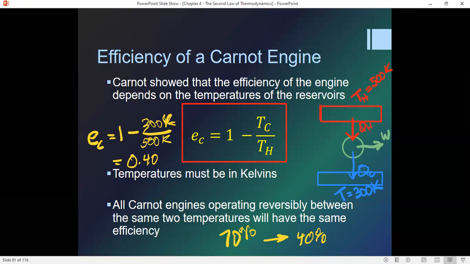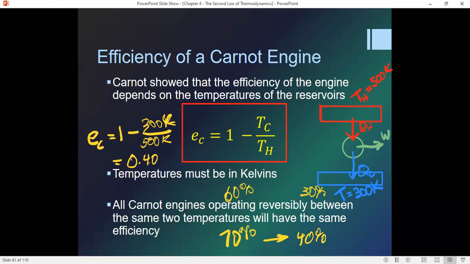But again, that would be a perfect engine, okay? That would be a perfectly reversible engine. Real engines are going to be even lower than that, okay? So instead of getting 70% at 1,000 degrees, maybe I only get, I don't know, 60% on a good day. Instead of 40%, maybe I only get 30% for that high temperature of 500, all right?